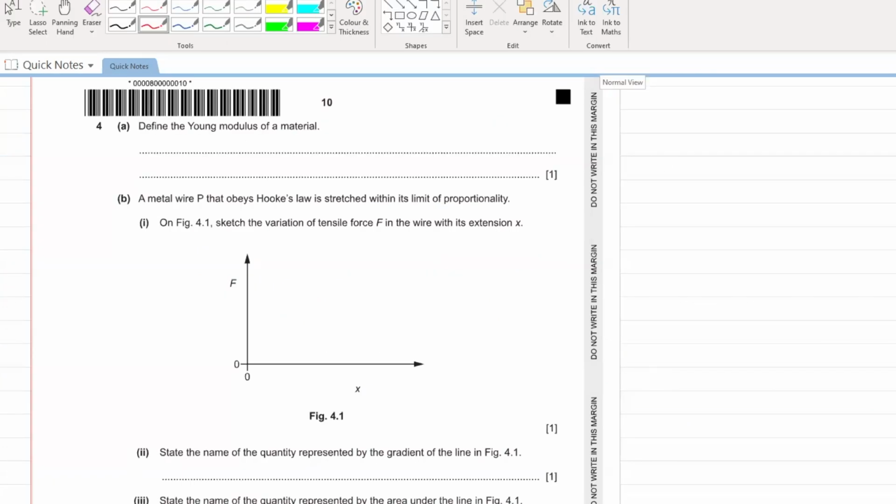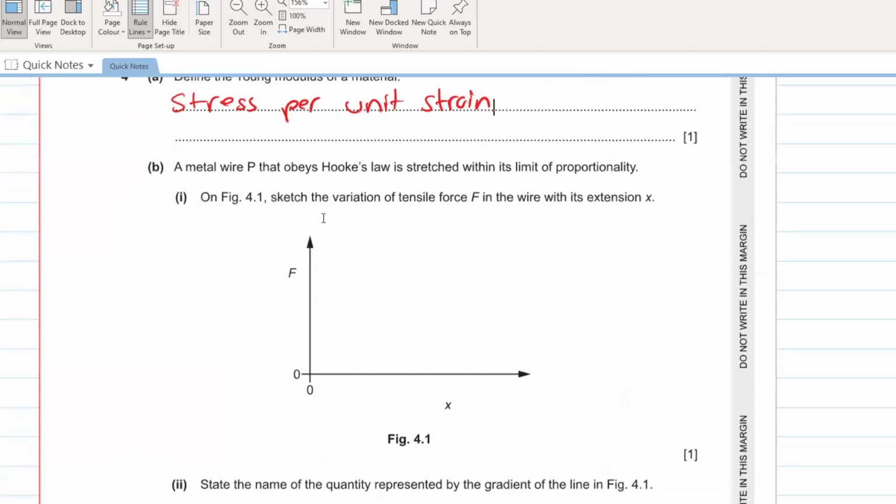Define the Young's modulus of a material. So what is the Young's modulus of the material? Stress over strain, or stress per unit strain. Simple as that, nothing complicated by either. Don't complicate anything. Let's further move ahead.